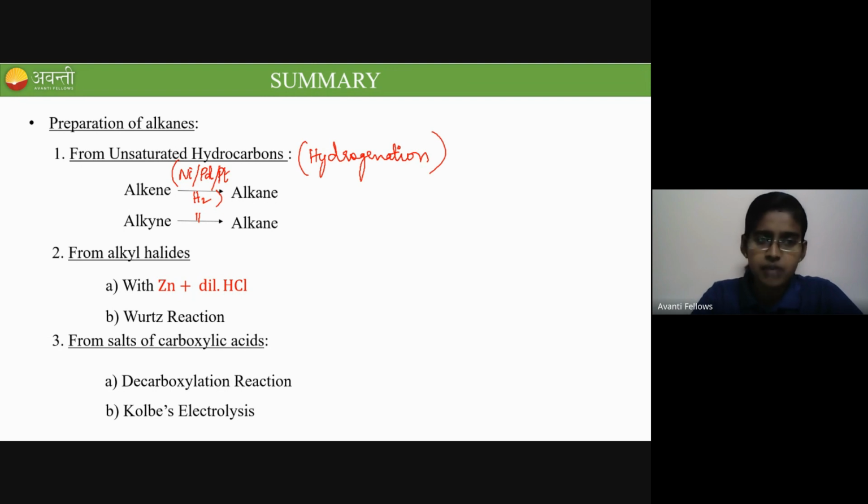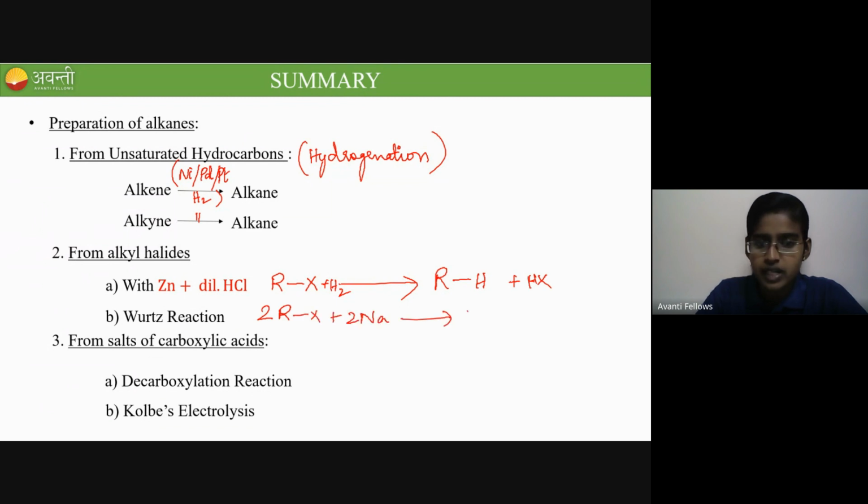Then from alkyl halides we saw two reactions. One is zinc and HCl, which has no special name. Here we took alkyl halide and used zinc and HCl as the acid, and with the addition of H2 we got RH with the removal of HX. And in the Wurtz reaction, we took 2 moles of RX and used 2 sodium in the presence of dry ether, and we got R-R with 2 NaX.